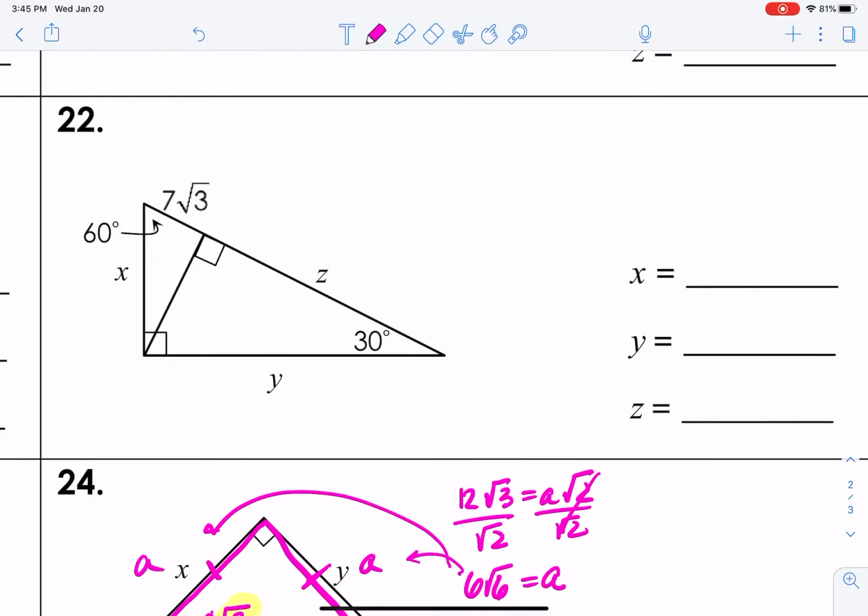For number 22, the first triangle that we have information to solve for is the small 30-60 triangle, the smaller one. I can identify that this is B because it's the smallest leg opposite the 30. This is the hypotenuse at 2B. And this is B square root of 3.